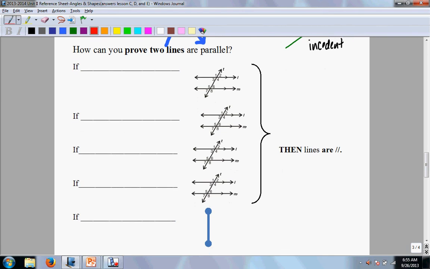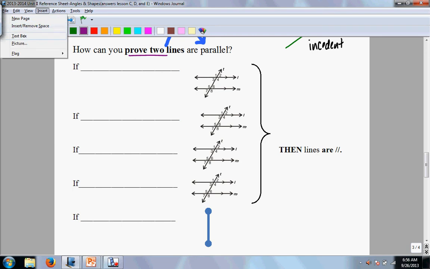Now the question we're dealing with today is how can we assure lines are parallel, or how can we prove lines are parallel? This is a really simple concept because it's simply the converse of what you learned the other day. The other day you learned if lines are parallel, alternate interior angles are congruent. The converse, or the switch of that, is also true.